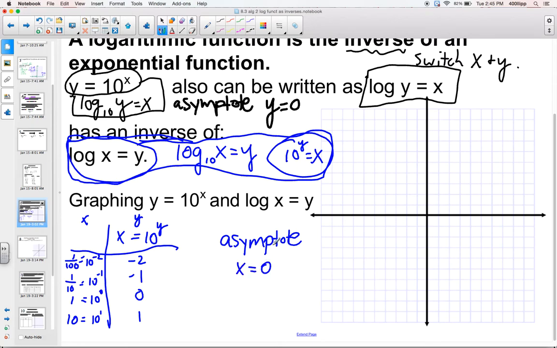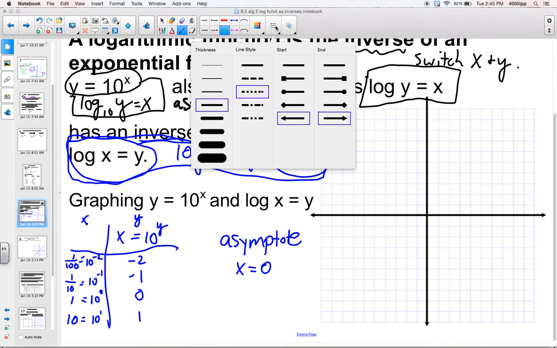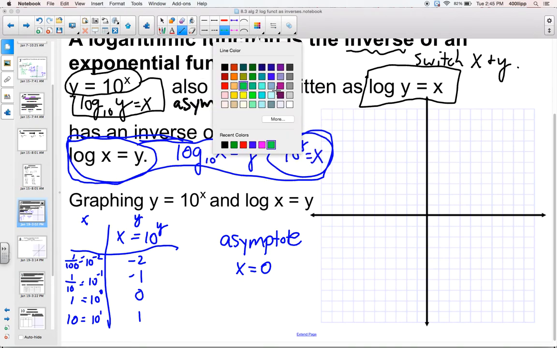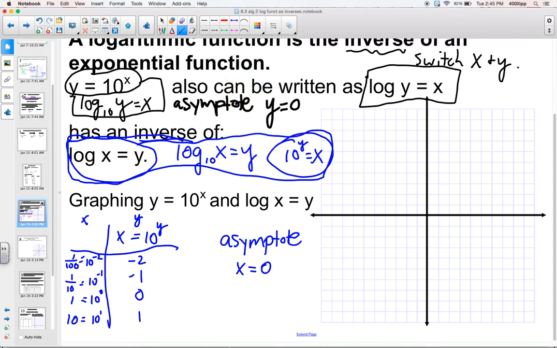So let's go ahead and plug in our asymptote first. When I plug this in here, let's use the red. Okay. So x equals 0 is the same as the y-axis, right? So here's my asymptote. I always like to plug in or draw my asymptote first because then I know, okay, I can't go past there. Okay, so now I'm going to plot everything.